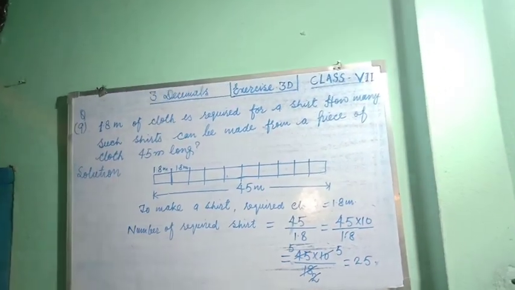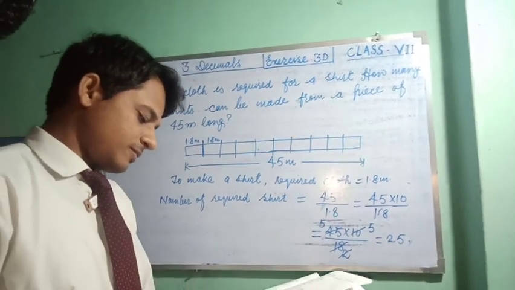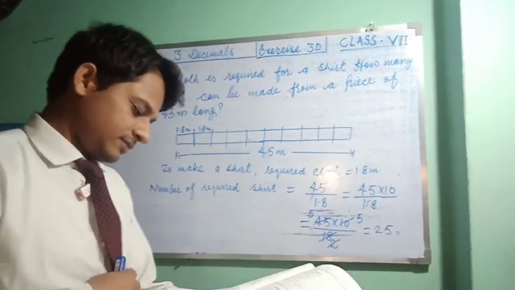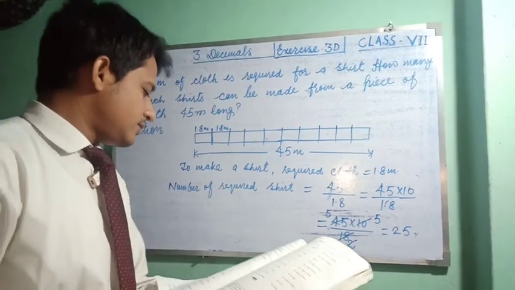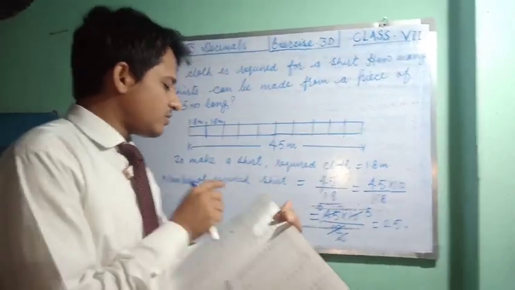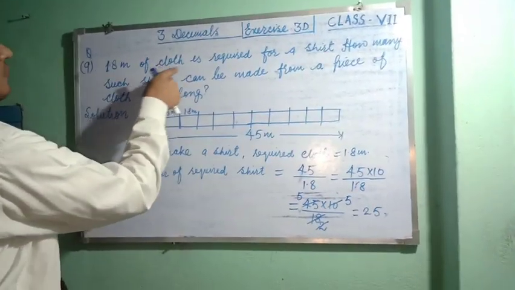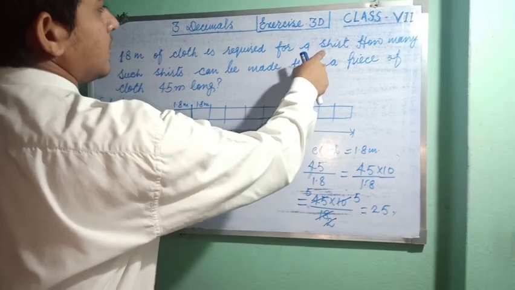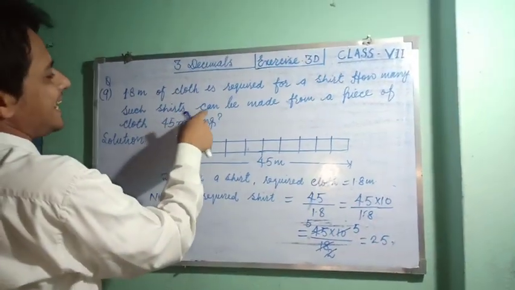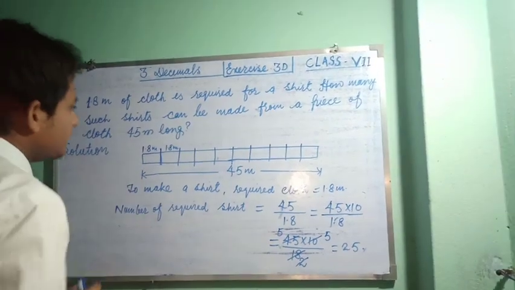In the previous video, we have already solved question number 1 to 7. Now the question number 8 is very easy, similar questions. Now see the question number 9. Here the question is written: 1.8 meter of cloth is required for a shirt. How many such shirts can be made from a piece of cloth 45 meter long?